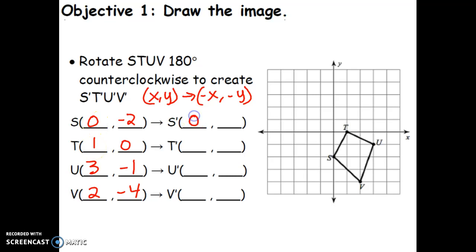0 has no sign, so it stays the same. Negative 2 becomes positive 2. 1 becomes negative 1, 0 stays the same. 3 becomes negative 3, negative 1 becomes positive 1. 2 becomes negative 2, and negative 4 becomes positive 4. And now that we have those image ordered pairs, we simply plot them. (0, 2) is S prime, (-1, 0) is T prime, (-3, 1) is U prime, and then (-2, 4) is V prime.